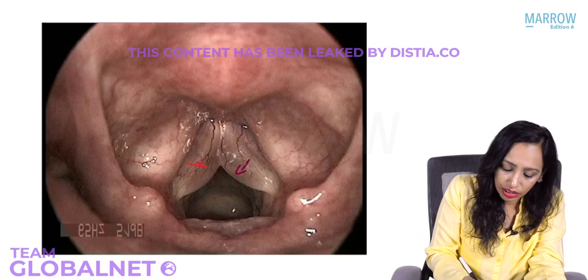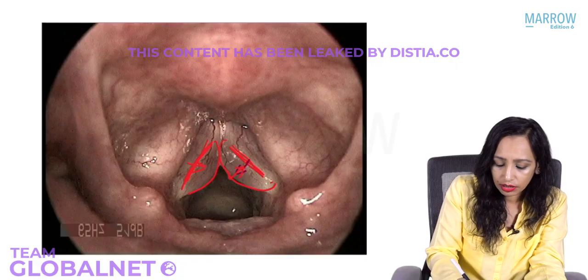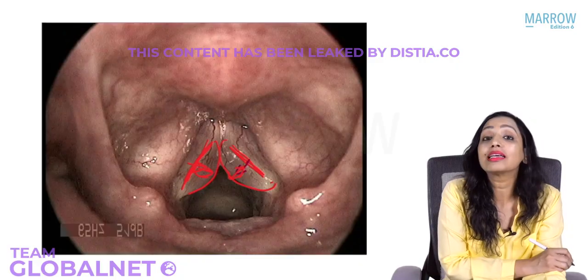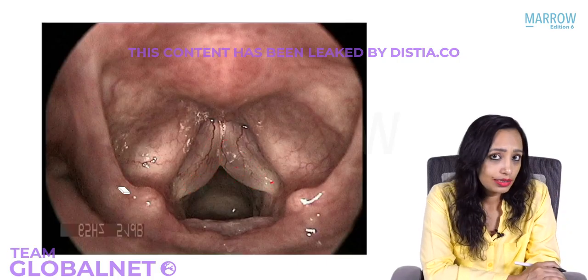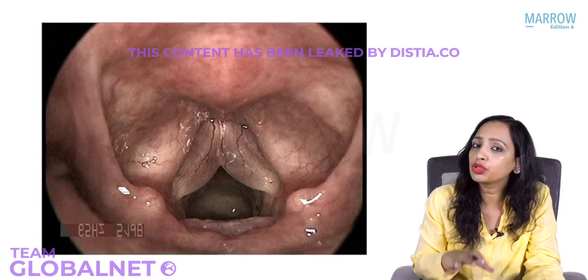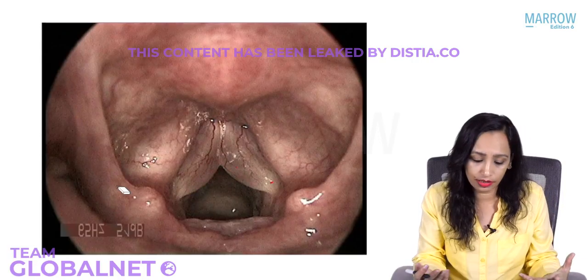Yes, so this is Reinke's space. You can see this is the vocal ligament here, and the epithelium. So this has got dilated and edematous, this is Reinke's edema. Now, Reinke's edema we'll do in detail later on, but for now I'm just showing it to you so that you can correlate the significance of this Reinke's space.